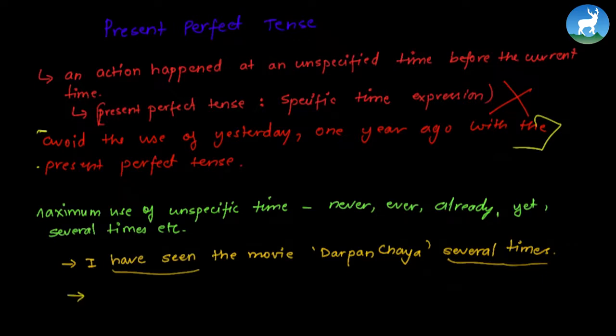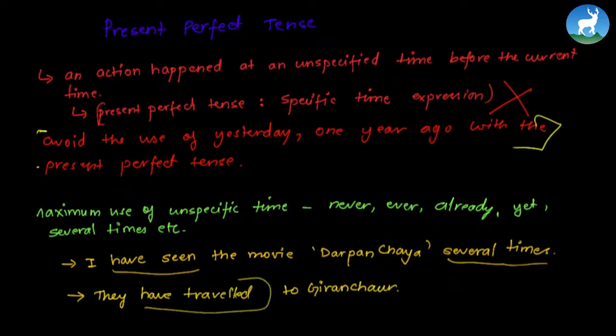So let's look at another example. They have traveled to Girantor. So they have traveled. This is the present perfect form. We have not used any time expressions here. So now I'll list some of the situations where you can use the present perfect tense.